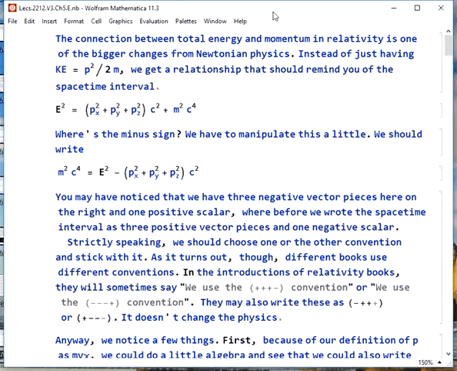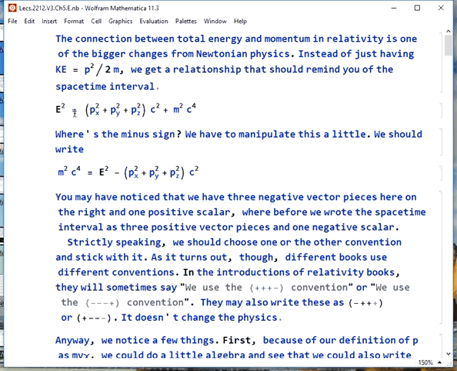The way energy and momentum are connected in relativity is a pretty big change from Newtonian physics. Back then, it was just kinetic energy is equal to p squared over 2m. That's another way we could write it. But instead of that, we get a relationship that looks a lot like the space-time interval.